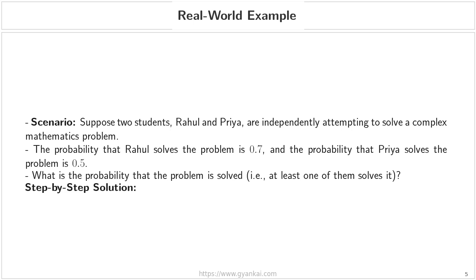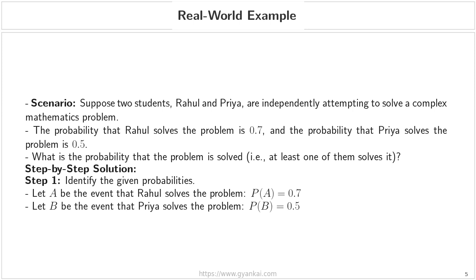Let's walk through the solution step by step. In step 1, we start by clearly identifying our given probabilities. Let's define event A as the event where Rahul solves the problem, so the probability of A is 0.7. Similarly, let's define event B as the event where Priya solves the problem, meaning the probability of B is 0.5.